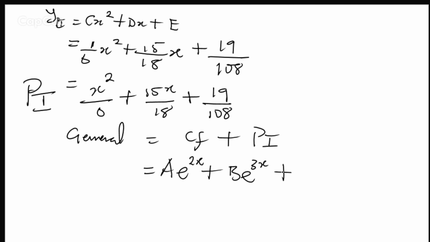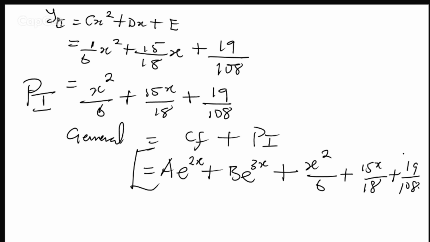3x plus what's now your PI? Your PI is now given to be x squared divided by 6 plus 15x divided by 18 plus 19 divided by 108. So this is the general solution for your given integral, and this is what you are asked to calculate. Is that not simple?